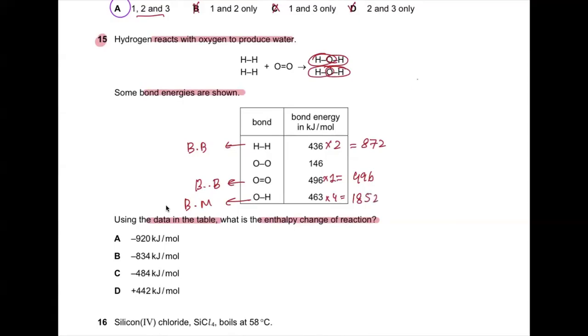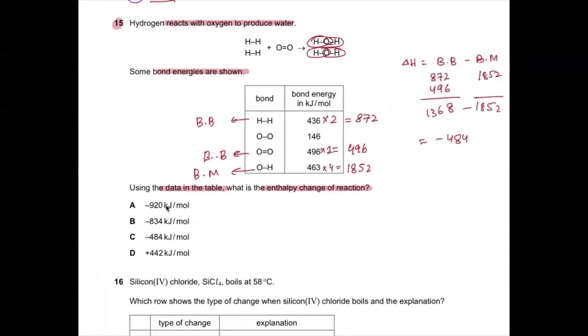So the enthalpy change is equal to bond breaking minus bond making. Bond breaking has 872 and 496. If you add them, 1368. 1368 minus bond making, which is 1852, gives minus 484. So that is C. It means A, B, and D go wrong, and C is the correct answer.